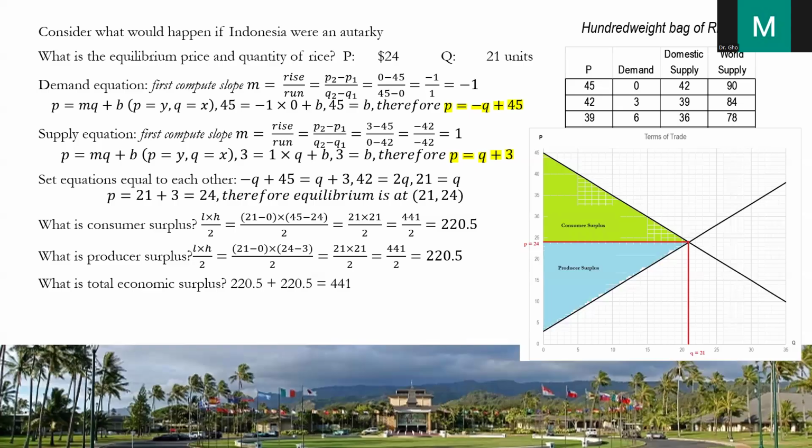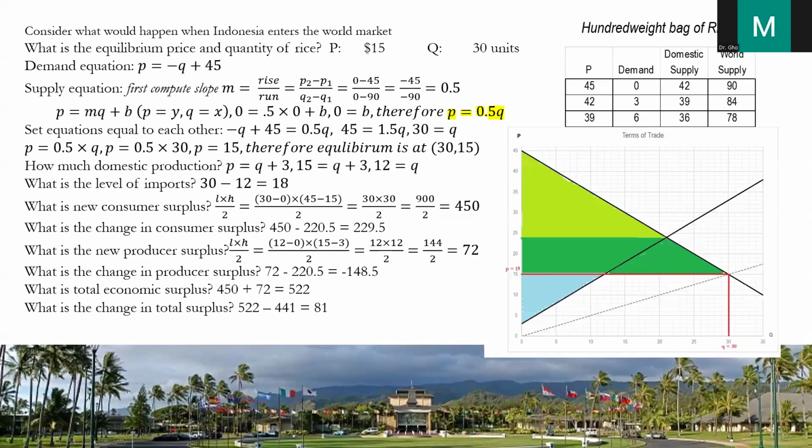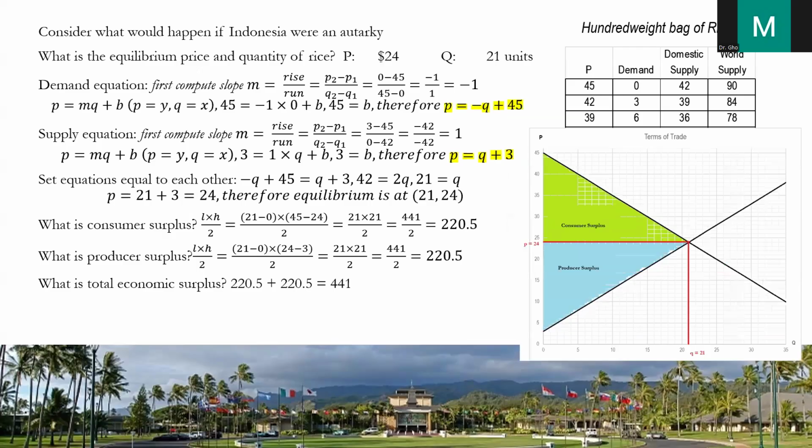If you want to look at total economic surplus, total economic welfare, whatever you want to call it, you sum the consumer surplus and the producer surplus together. In this case, it's going to be 441 units. Let's go to what happens if you impose a tariff. In this case, there's a world price of, it looks like, 15 units. And the 24 is the equilibrium price if they're in autarky, when there's no trade.